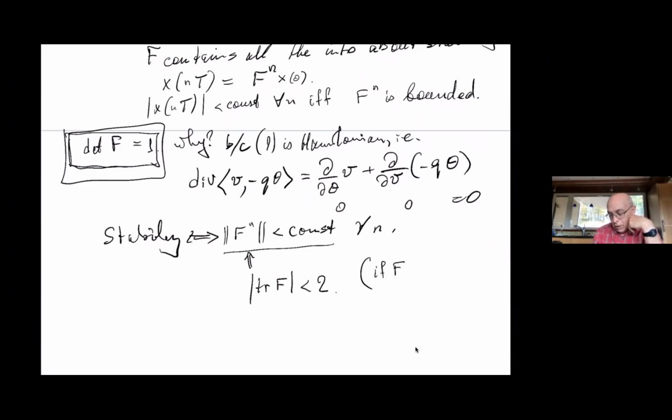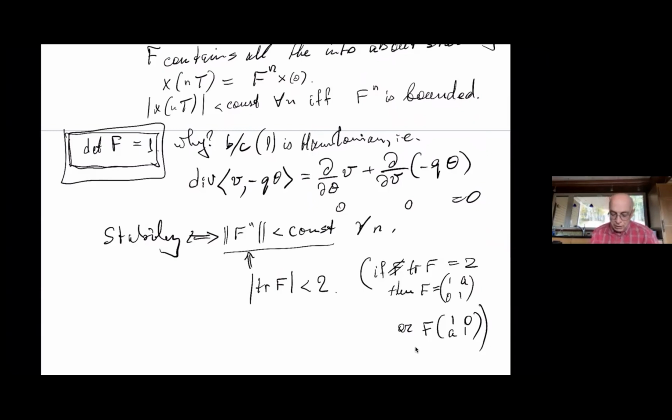If the trace of a matrix is 2 and the determinant is 1, then F must be either 1, 1, 0, something, or F is 1, 1, 0, something. That's kind of an exceptional case. Let's not waste the time on it.